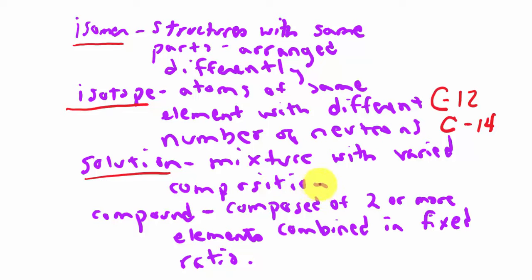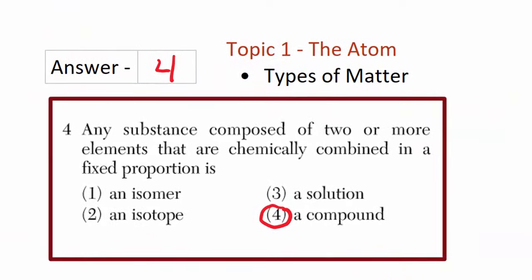You can put a little bit of solute into a lot of solvent, or you can put a lot of solute into a little bit of solution, you can vary that composition. And then that leaves us with the compound, and again, this question gives us the definition of a compound: two or more elements chemically combined in a fixed proportion. Answer 4.